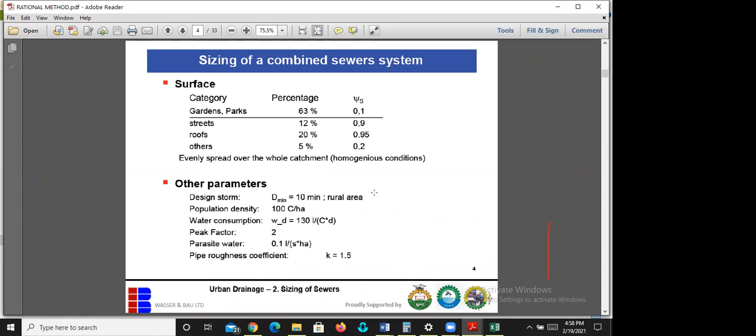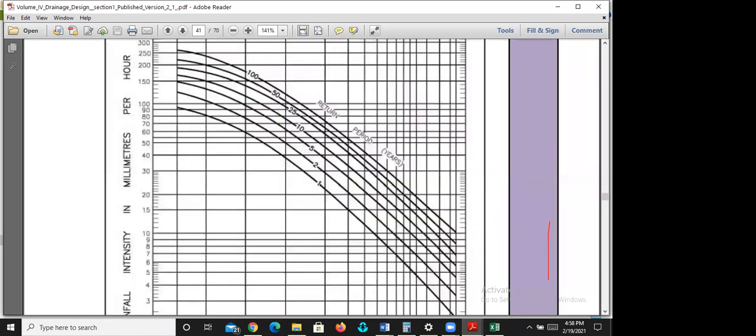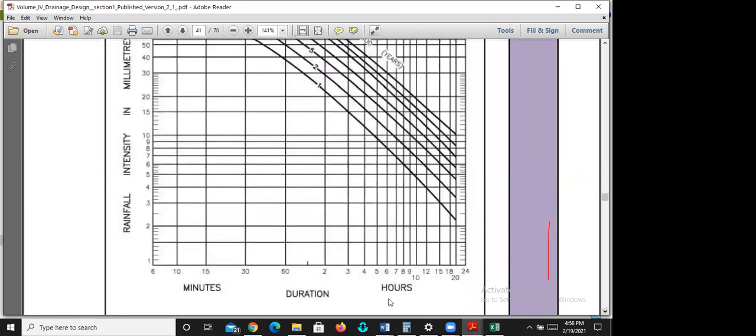I don't know if that's clear enough. So this is it: 10 minutes, rural areas. We now go to our IDF curve, where the horizontal axis is the time. Okay, we choose 10 minutes.